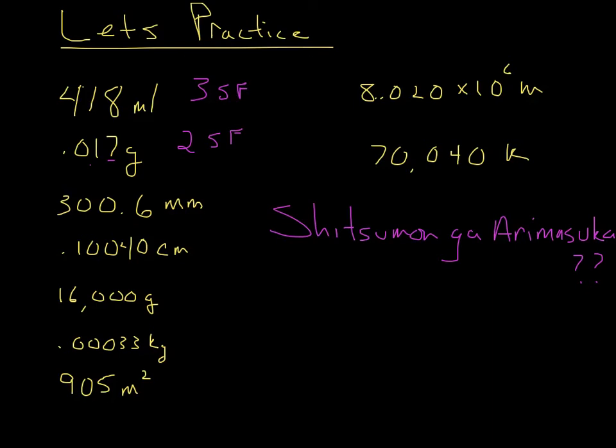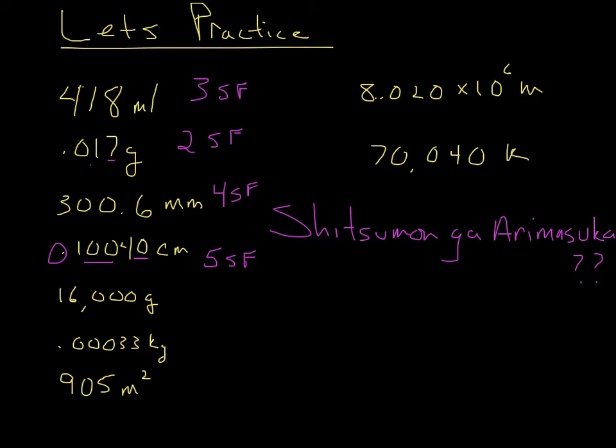300.6 millimeters. 4 Sig Figs. These zeros are middle zeros. They are always significant. 0.10040 centimeters. You're right. I'm counting 5 Sig Figs. These two zeros are middle zeros. We count them. This is a trailing zero with a decimal point present. That's significant. So I see all 5.